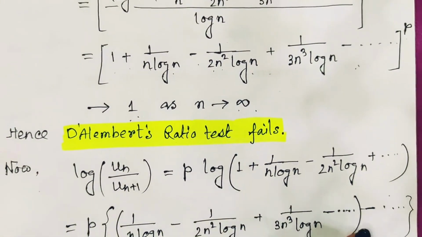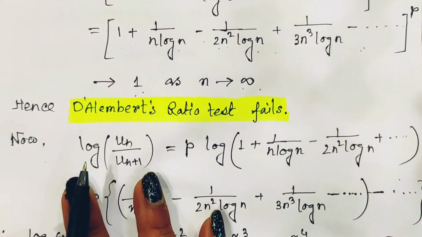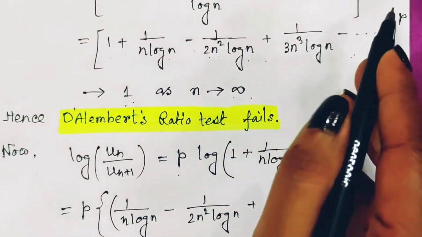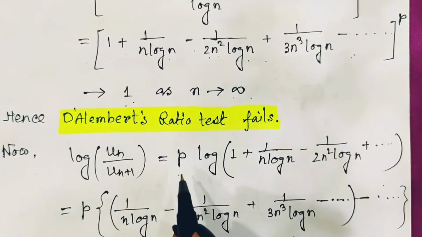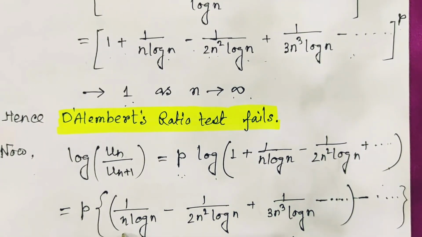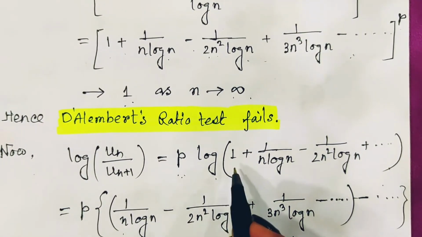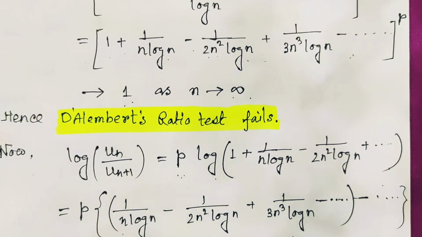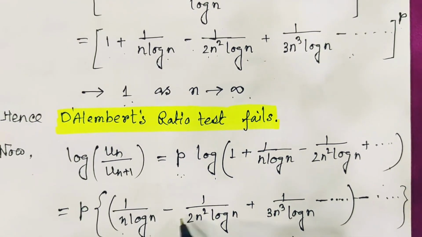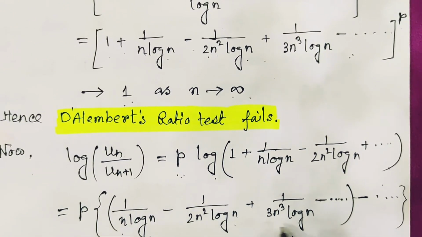So if we take log on both sides, then we will find out from here that it is p, because just look at this here, the power is p, so p should be coming first. So p log of the entire term. So that one is equal to p into log of here, just look at this one. So it is 1 by n log n minus 1 by 2n square log n, like this one.